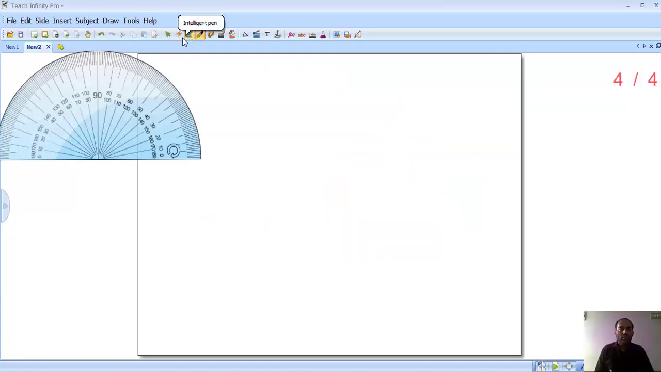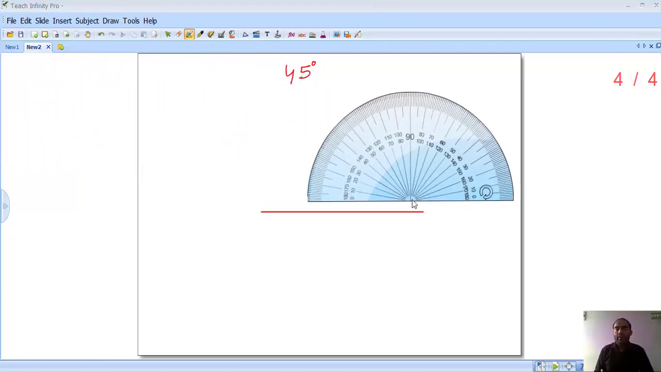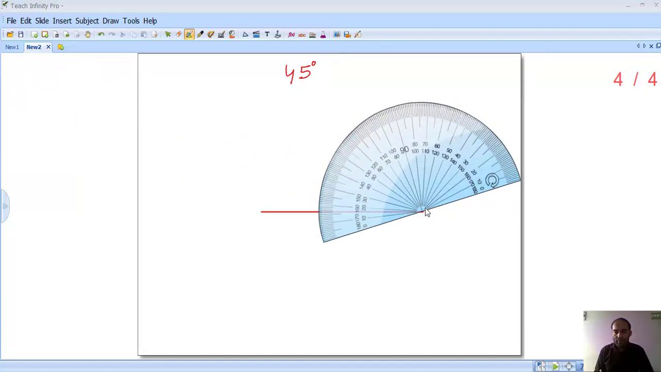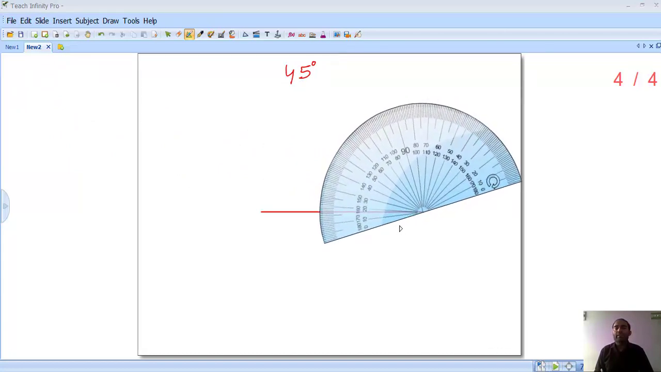This time draw an angle of, let's suppose, 45 degree. Draw an angle of 45 degree. Okay, what is the first step? To draw one line. Okay, one line has been drawn. Second step, take your protractor, put the middle point of the protractor on either side of the line. Okay, this time I am taking this side.